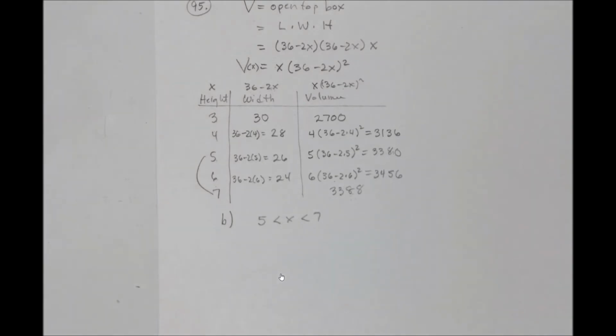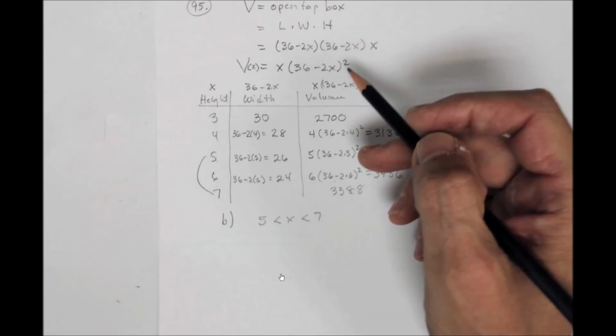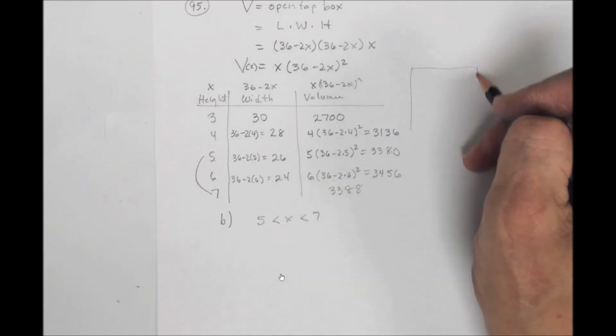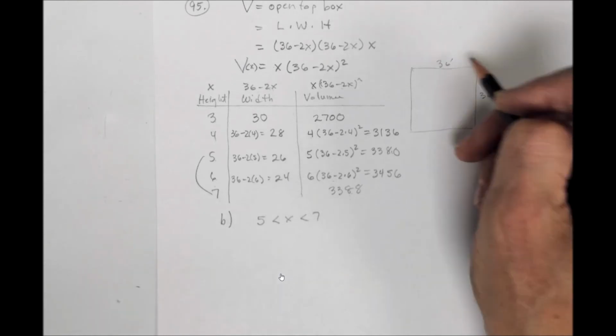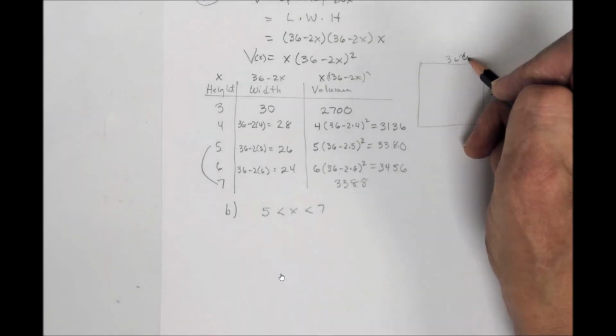Now it says verify that the volume of the box is this, which we already did, kinda, and it says determine the domain. Well, the problem here as far as the domain is, the distance across on the original piece of paper that I cut up, this was 36 by 36. Was this inches or centimeters here? This was centimeters, oops, centimeters.